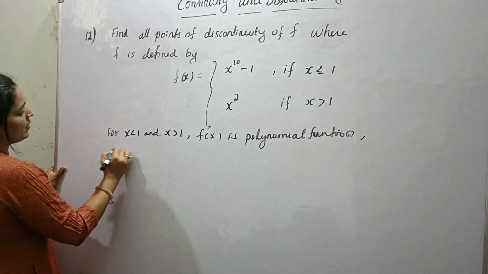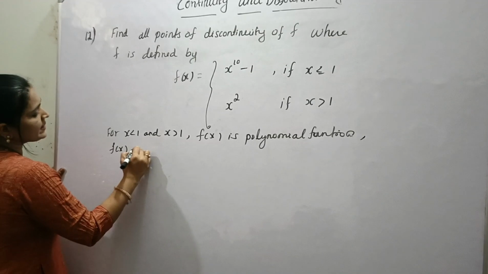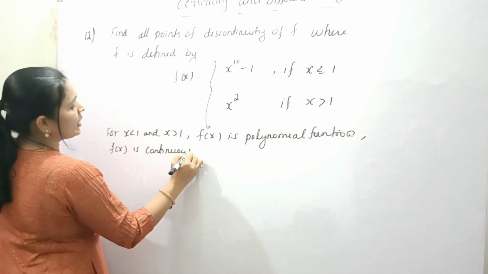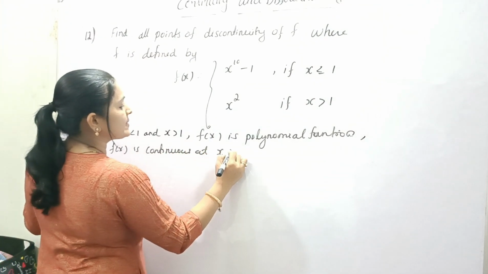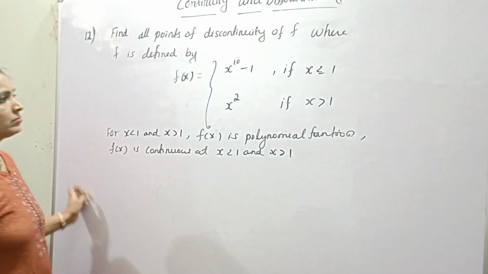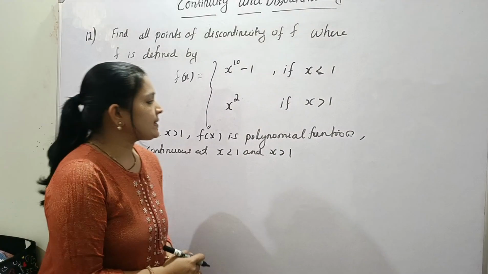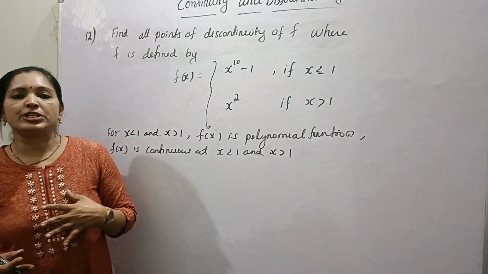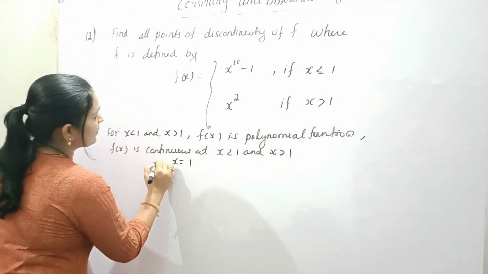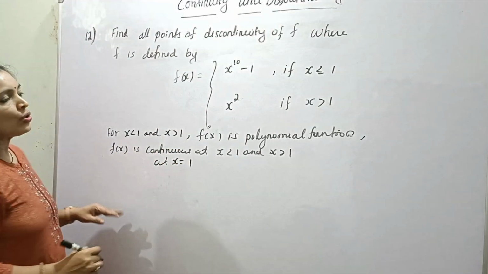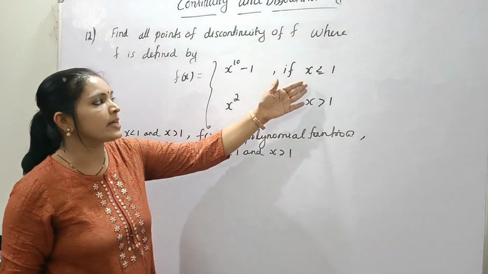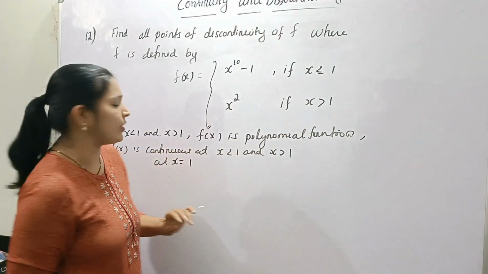Therefore, f of x is continuous at x less than 1 and x greater than 1. Next, we have to check the continuity at x is equal to 1. Here also we need to check the left hand limit and right hand limit. The conditions are x less than or equal to 1, x greater than 1.